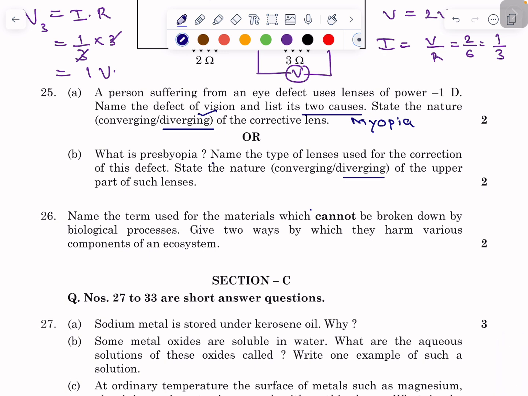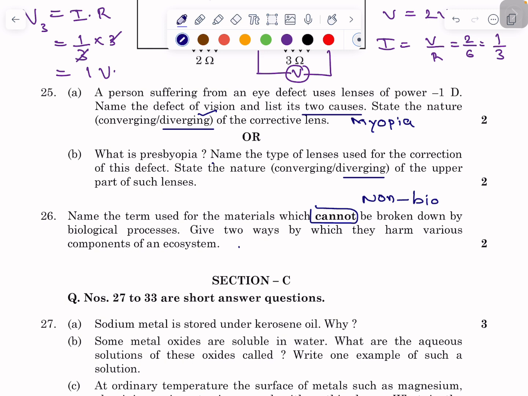Next, question number 26. Name the term used for the material which cannot be broken down by biological process. Give two ways by which they harm various components of an ecosystem. So the answer is the non-biodegradable substances, which cannot be broken down.